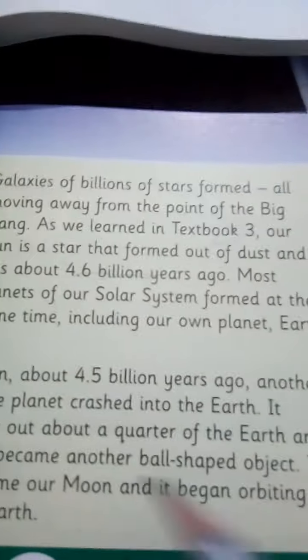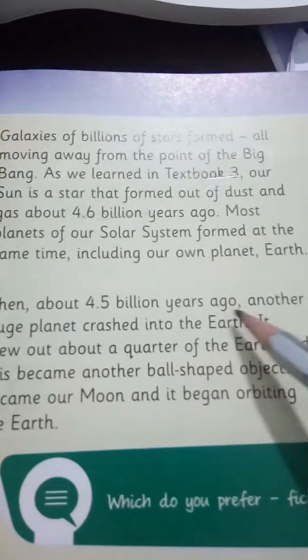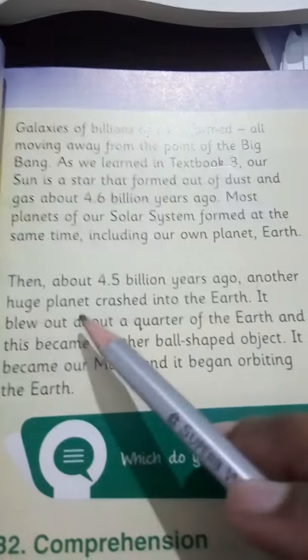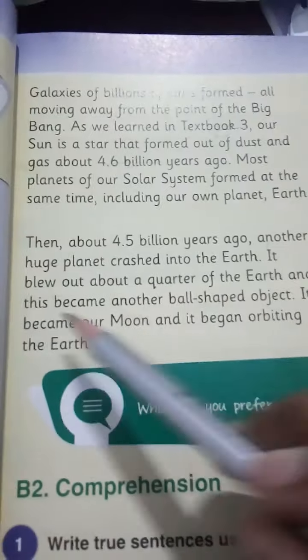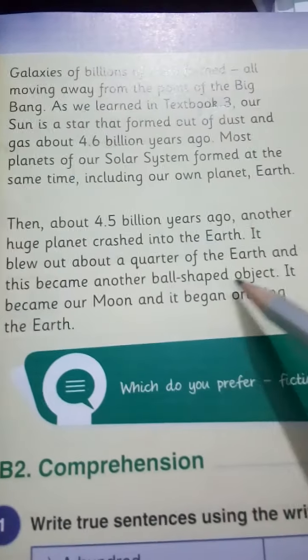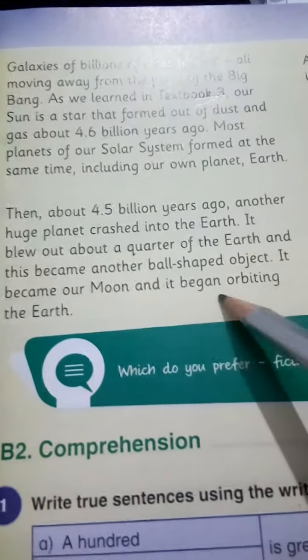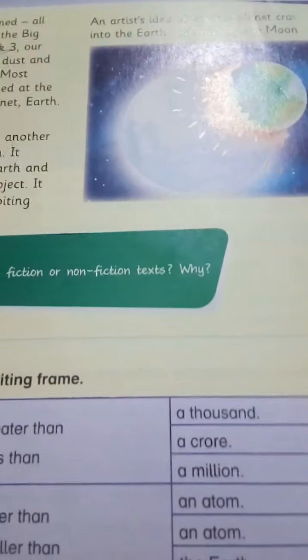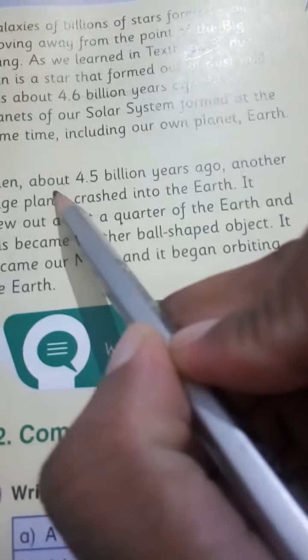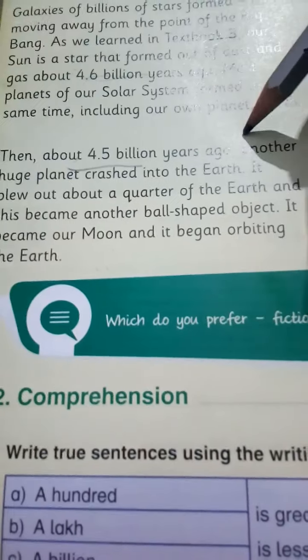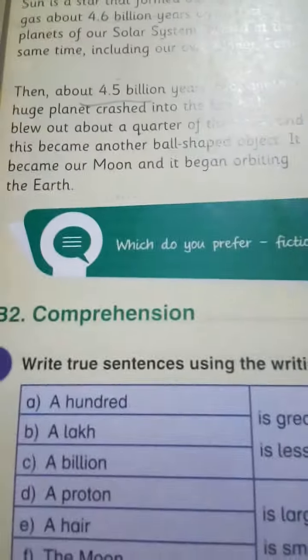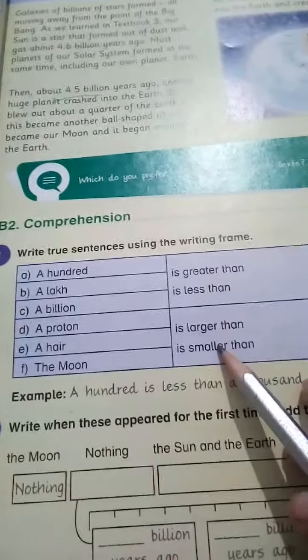Okay. Then about 4.5 billion years ago, another huge planet crashed into the Earth. It blew out about a quarter of the Earth, and this became another ball-shaped object. It became our moon, and it began orbiting the Earth, as it is seen in the picture. Okay, so how long before? 4.5 billion years ago. The moon, 4.5 billion years ago.